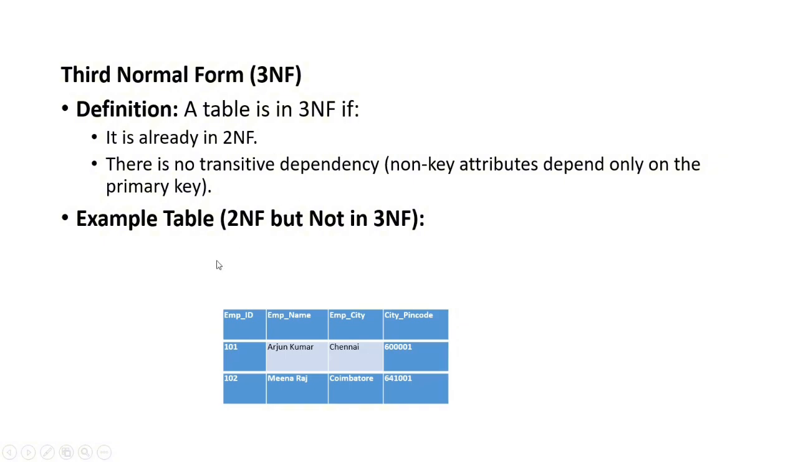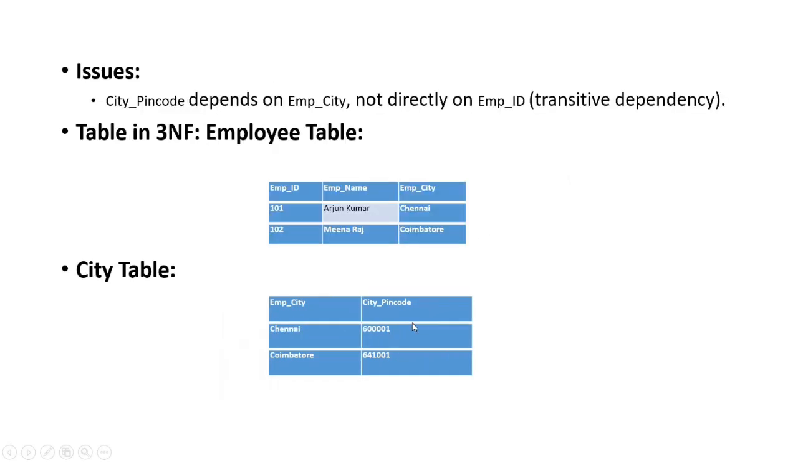So look at the table here. Here the employee table is in 2NF but not in 3NF. It has employee ID, employee name, employee city, and city pin code. Why is it not in 3NF? Because the city pin code depends on employee city, that is transitively dependent, not directly on the employee ID. So we can say this is a transitive dependency.